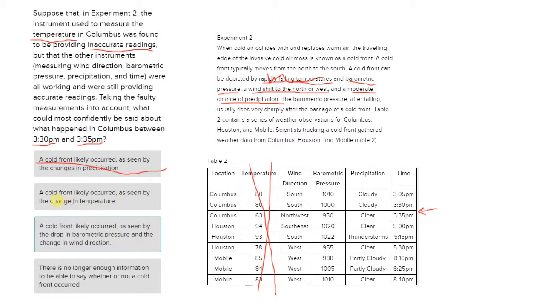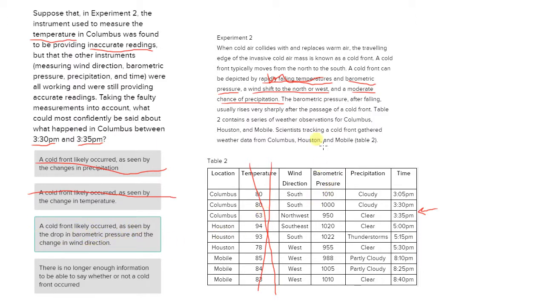The next one: a cold front likely occurred as seen by the change in temperature. We know that we can't trust the temperature. The question specifically tells us that we can't trust the temperature readings, so this answer is wrong. Anytime you have faulty equipment, you can't trust the readings it gives you. Even if there was a trend that told us there was a decrease in temperature, we can't trust that.